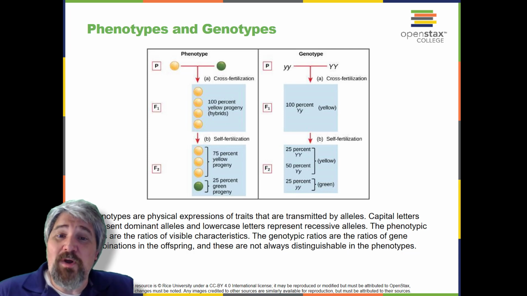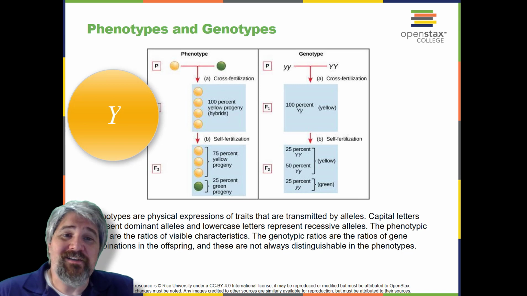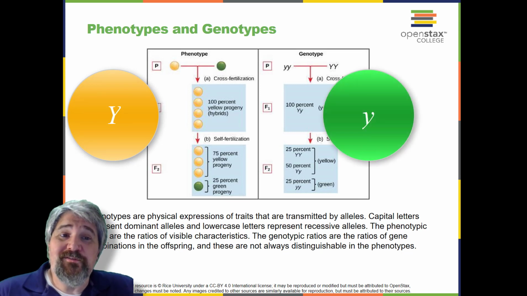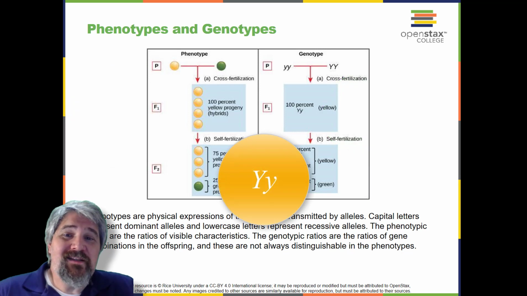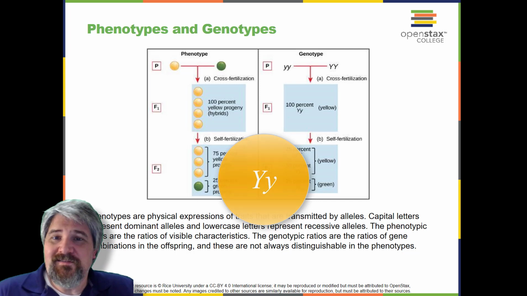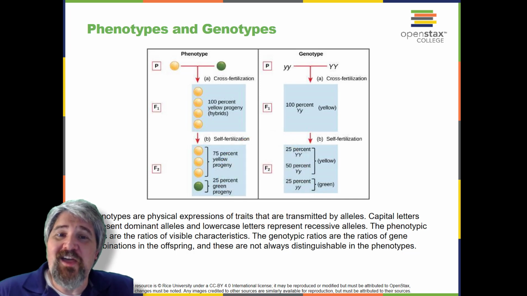For example, the F1 yellow plants that received a dominant Y allele from the yellow parent and a recessive allele from their green parent had the genotype capital Y, lowercase y. Law of dominance. Our discussion of homozygous and heterozygous organisms brings us to why F1 heterozygous offspring were identical to one of the parents rather than expressing both alleles.